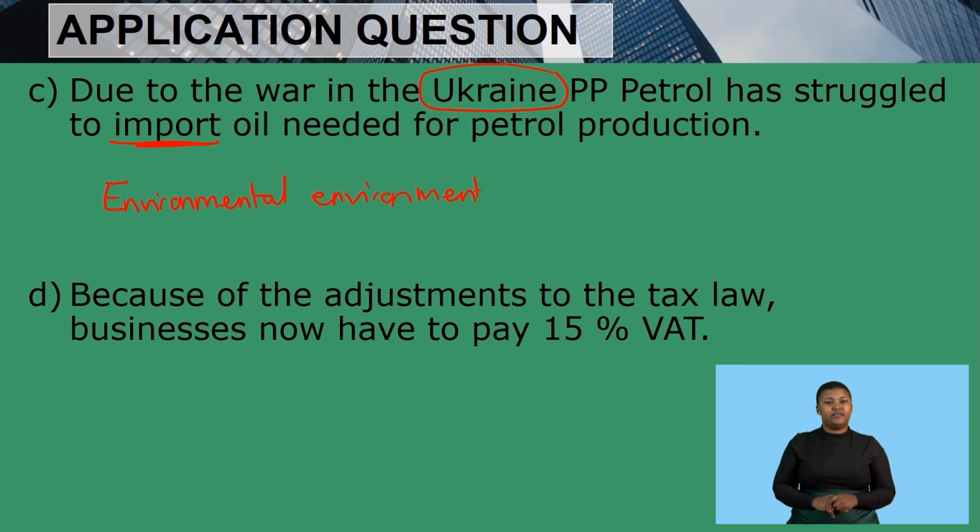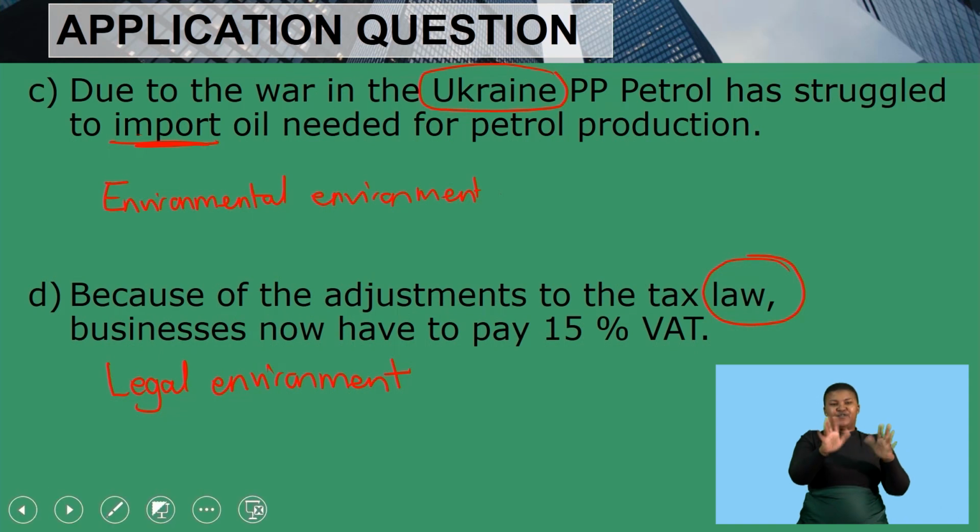All right, so let's take a look at our last statement. Because of the adjustment to the tax law, there's our first clue, businesses now have to pay 15% VAT. So our clue is the word law, and laws, of course, refer to legal. So our answer here will be legal environment. Right, so now we have identified the component that suits each statement.